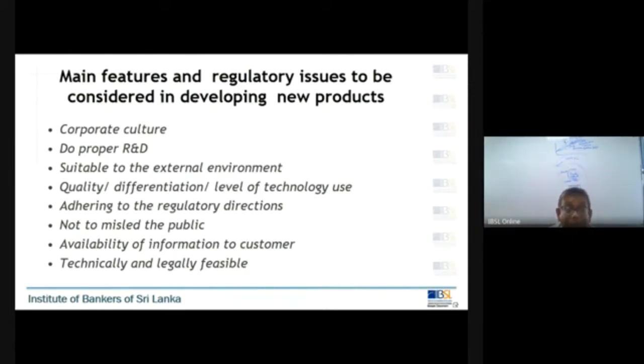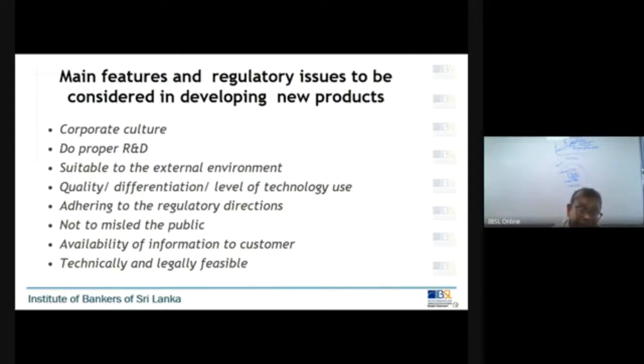It should be appealing to the corporate culture. You need to do proper research and develop what the customer really wants. Otherwise, new products will fail. It's a costly exercise. Whether these new products are suitable to the external environment.